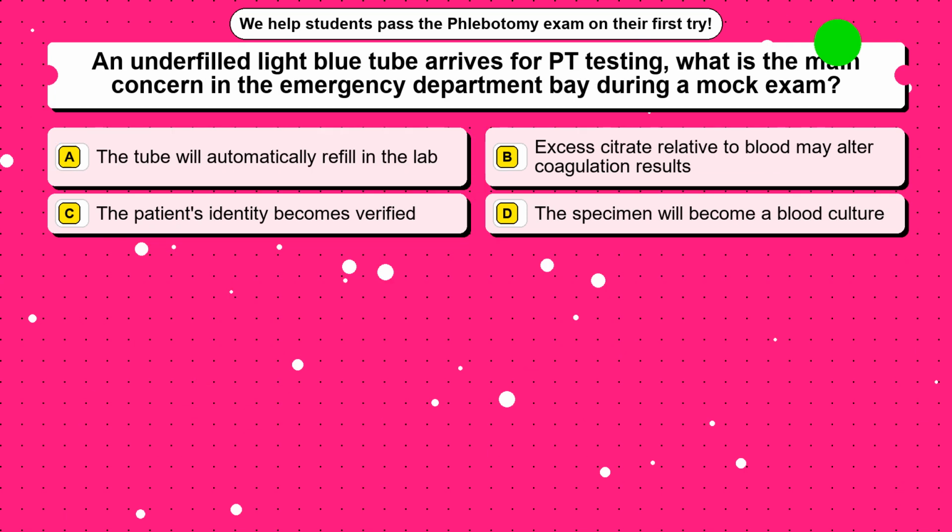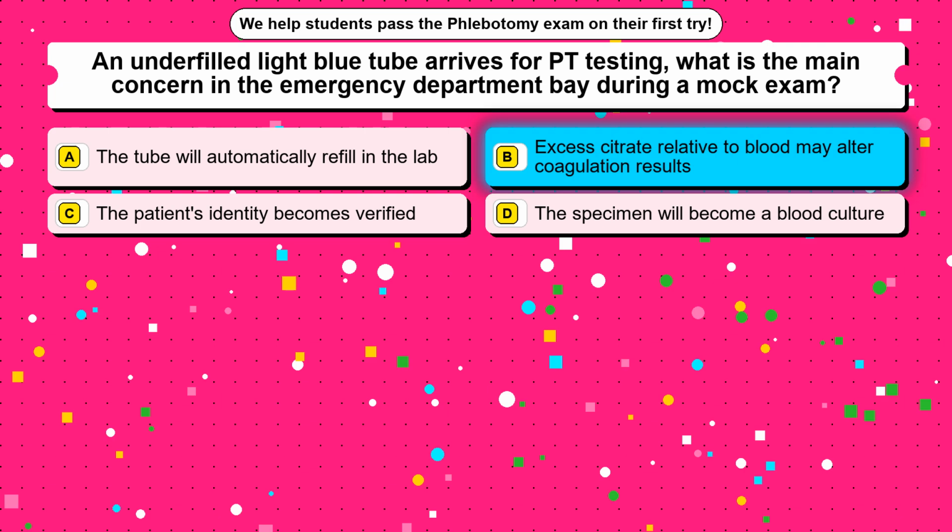Question 82. An underfilled light blue tube arrives for patient testing. What is the main concern in the emergency department bay during a mock exam? Option A. The tube will automatically refill in the lab. Option B. Excess citrate relative to blood may alter coagulation results. Option C. The patient's identity becomes verified. Option D. The specimen will become a blood culture. The correct answer is option B.